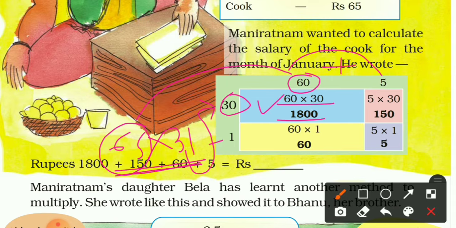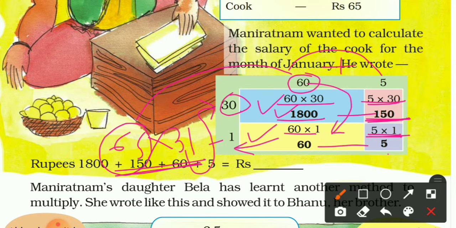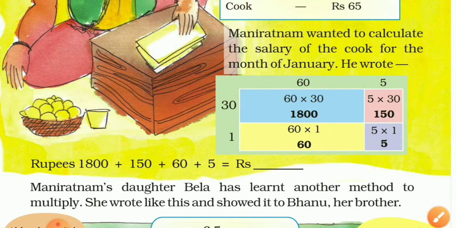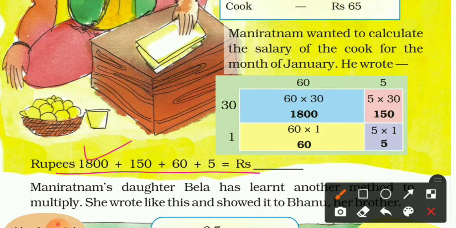Then in the pink box he just multiplied 5 with 30, so he got 150. And now in this yellow box 60 is multiplied with 1, and now at last 5 is multiplied with 1. So he found the products as 1800, 150 rupees, 60 and 5. So at last here he just added all the numbers: 1800 plus 150 plus 60 plus 5.